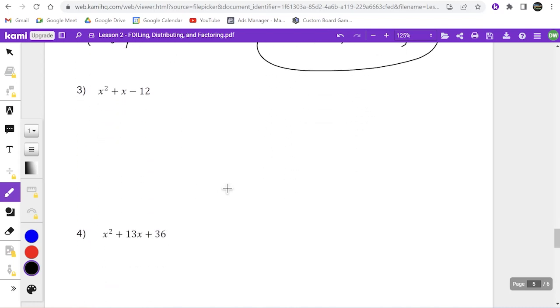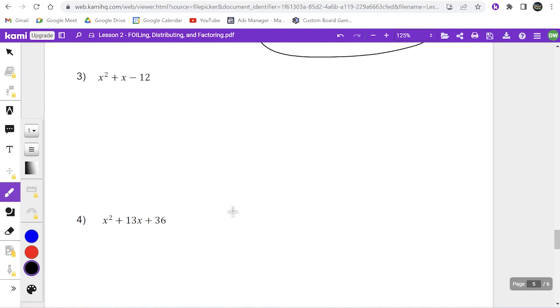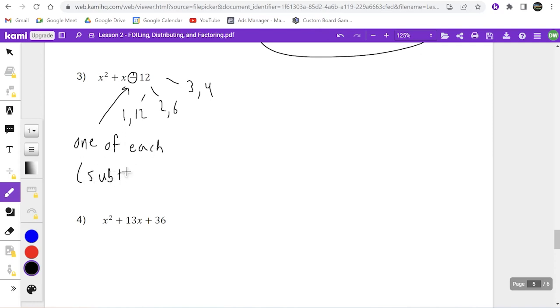x squared plus x minus 12. Again, factors of 12. You got 3 of them. You got 1 and 12, you got 2 and 6, and you got 3 and 4, and that's it. Next, see how this is minus right there? That minus means one of each, which means we're subtracting. And what do we want to subtract to? Well, we want to subtract so we get 1x in the middle. Focus on the 1, not the x.